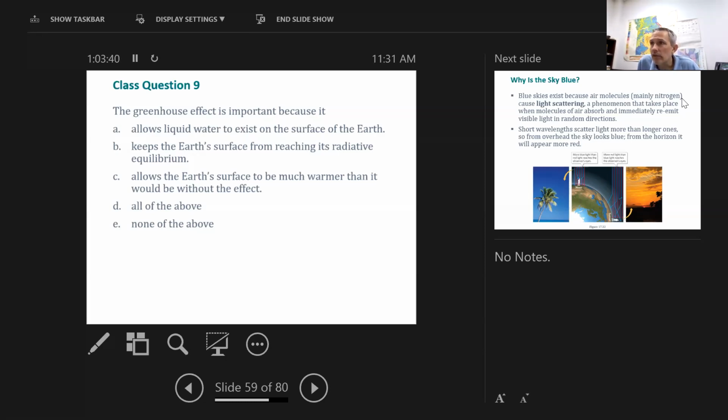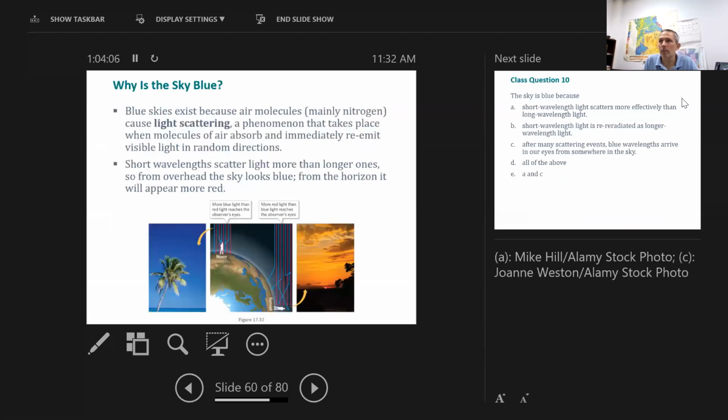The greenhouse gas effect is important in that it allows the Earth's surface to be much warmer than it would be without the greenhouse effect. And that is a very true statement. Without the greenhouse effect, we would not have liquid water on Earth. It would not be warm enough to have liquid water on Earth currently. So the answer is all of the above.